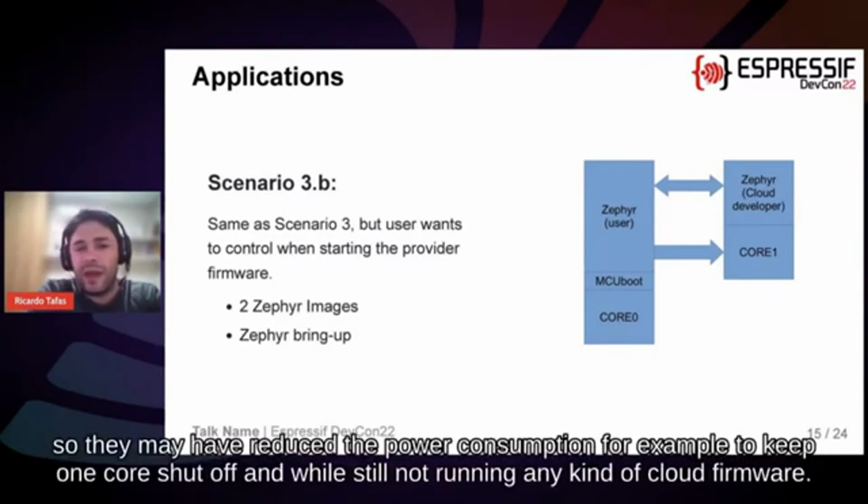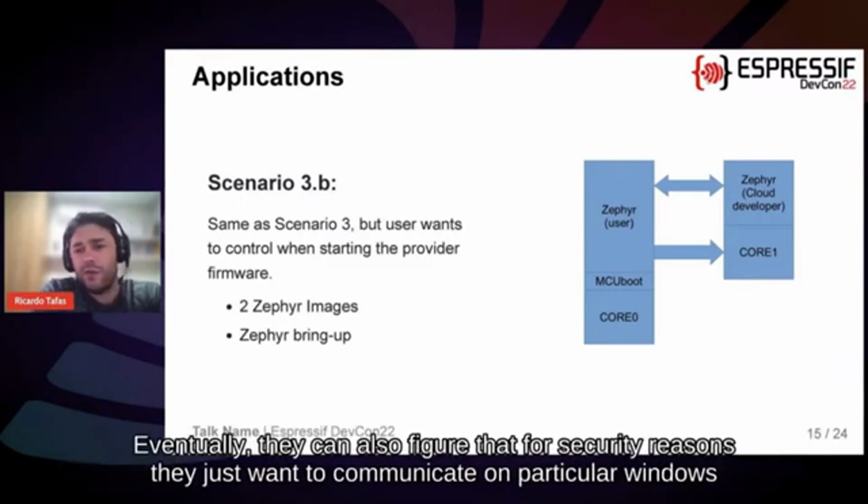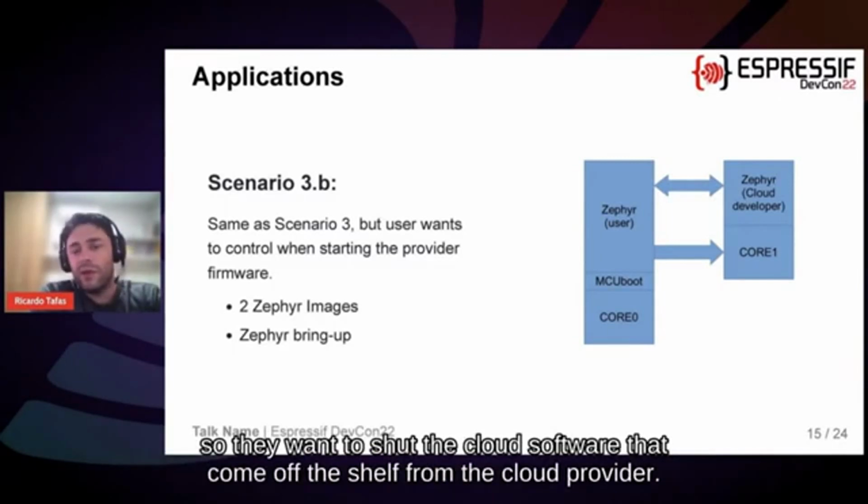So they may reduce the power consumption, for example, by keeping one core shut off, while still not running any kind of cloud firmware. Eventually, they can also configure that for security reasons, they just want to communicate in particular windows. So they want to shut off the cloud software that comes off the shelf from the cloud provider.